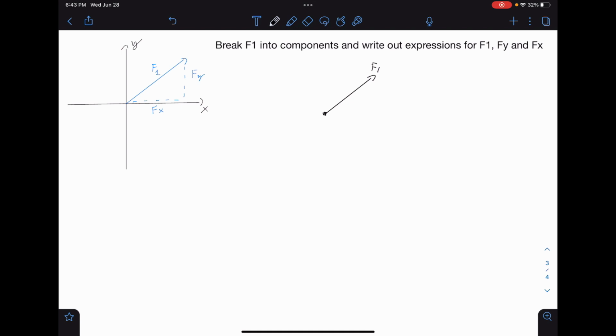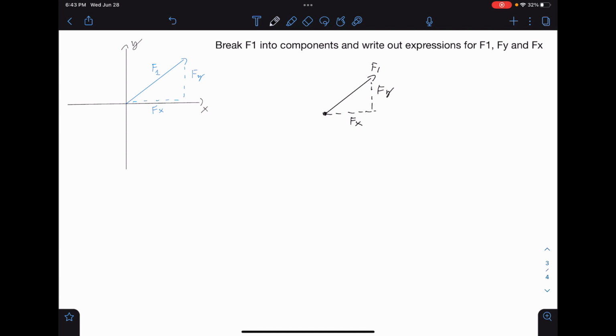What does F1 look like on a right angle triangle? It looks like the hypotenuse, right? And then Fx, I keep saying f of x. Fx is the x component of F1, and that is along the x-axis. And Fy is along the y-axis, and that's the y component of F1.